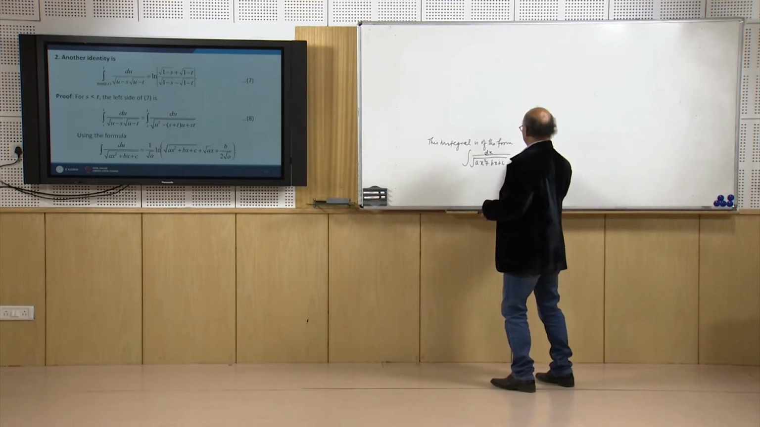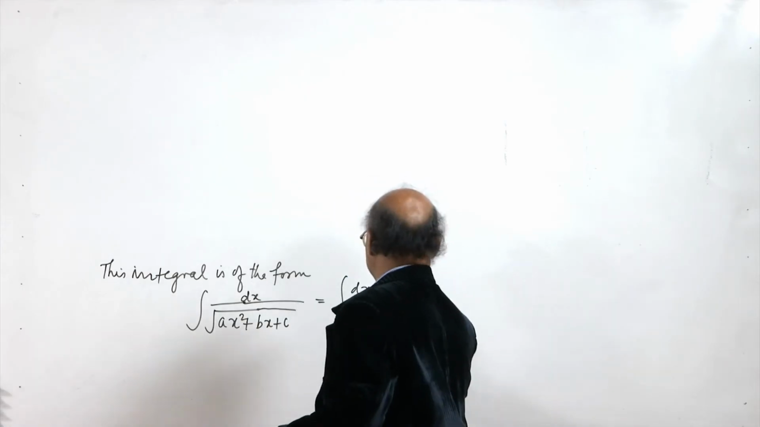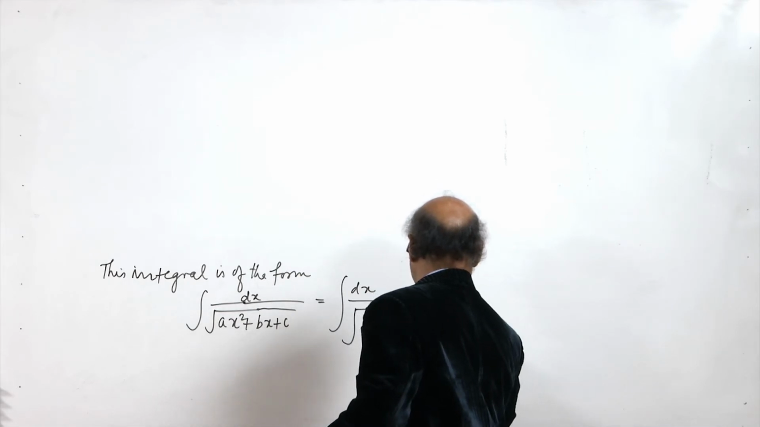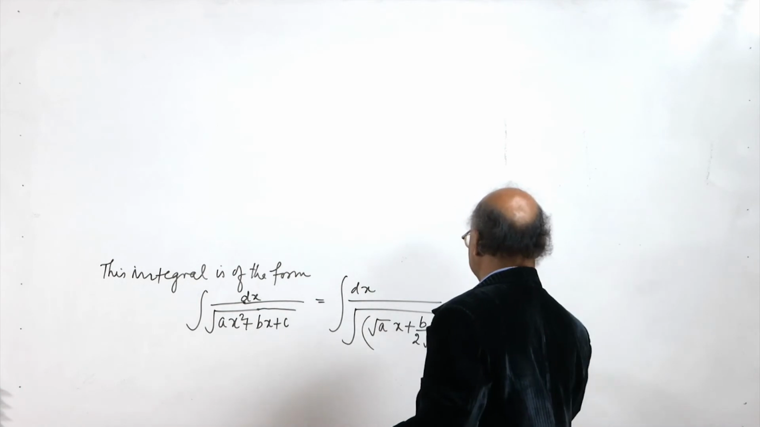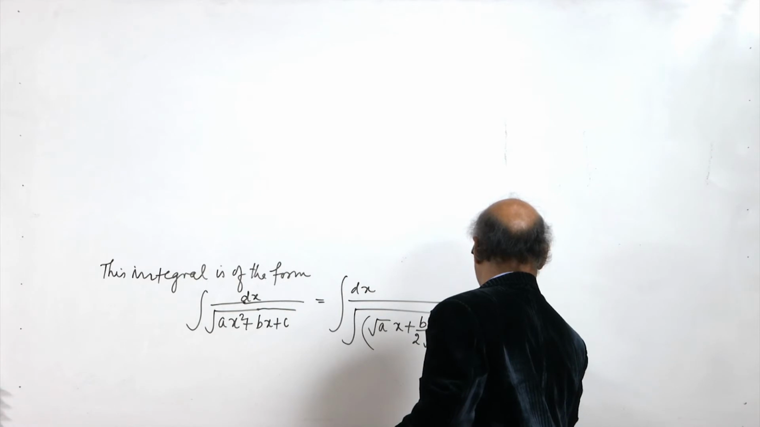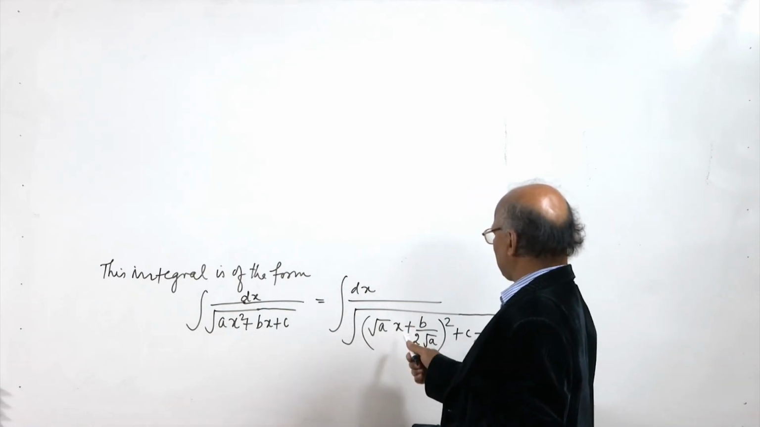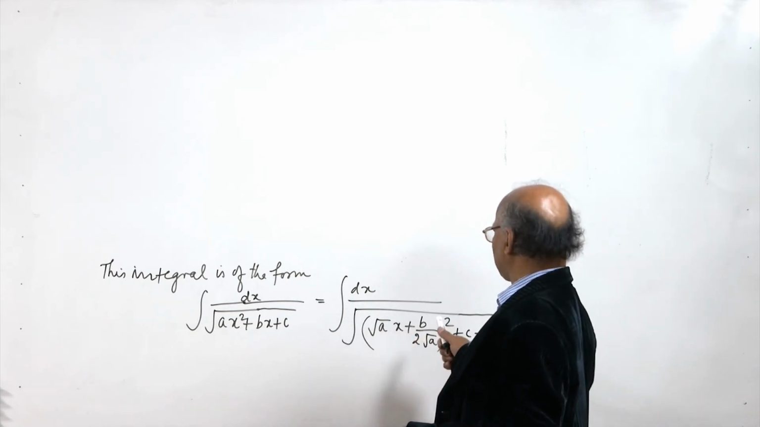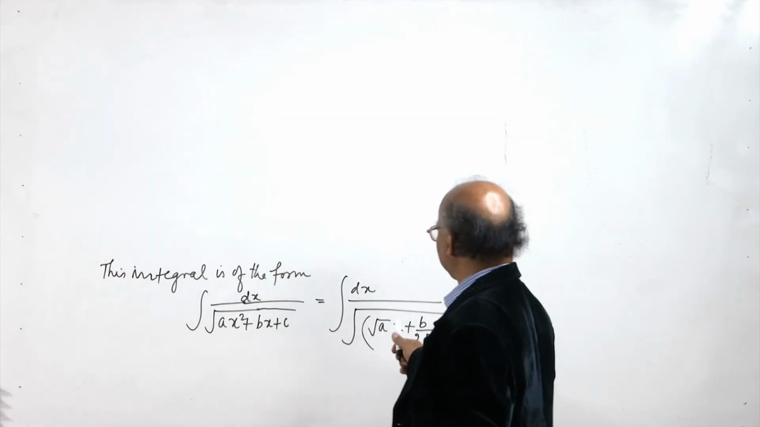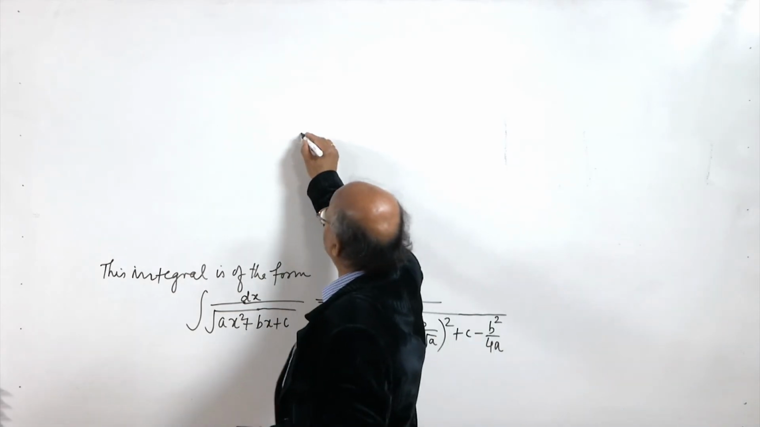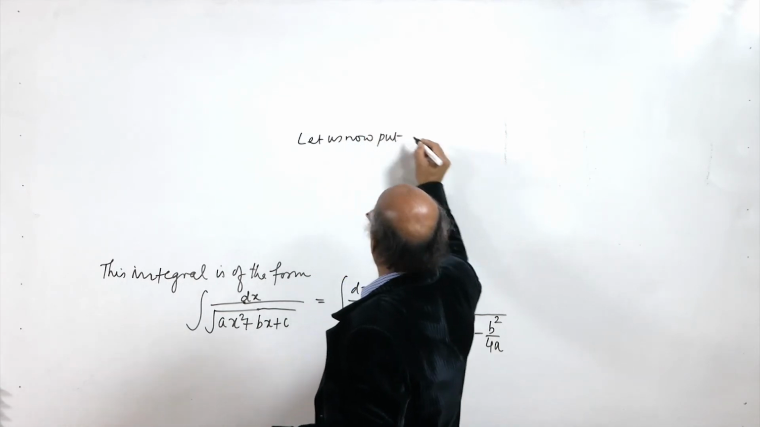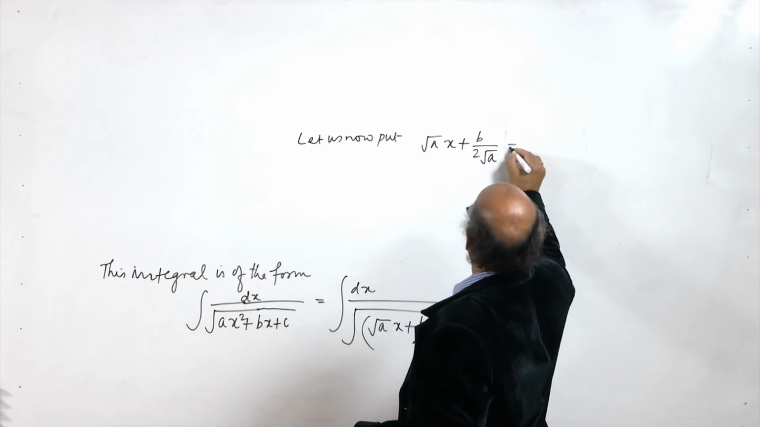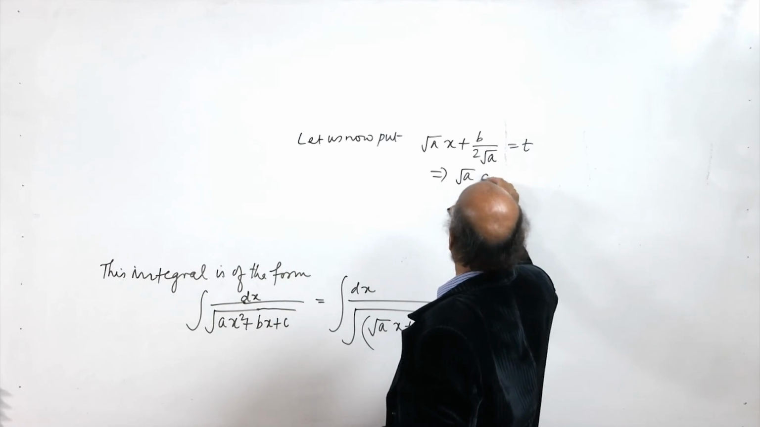So, this is equal to, we can write it as dx upon square root of (root a into x plus b by 2 root a) whole square, and then we have c minus b square by 4a. When you square this, you get ax square, then you get twice root a into x plus b upon 2 root a, so we will get bx, and then we have the square of this, which is b square by 4a. B square by 4a we have subtracted here, so we can write ax square plus bx plus c like this. And let us now put square root a into x plus b upon 2 square root a equal to t, which will imply that root a dx equal to dt.